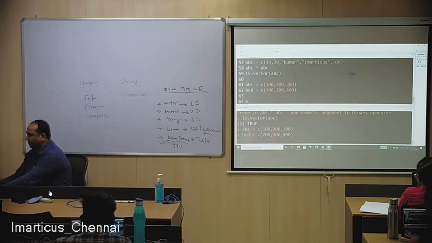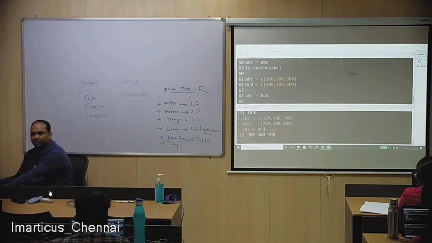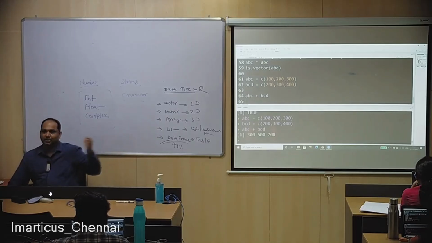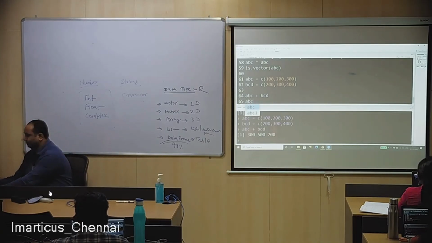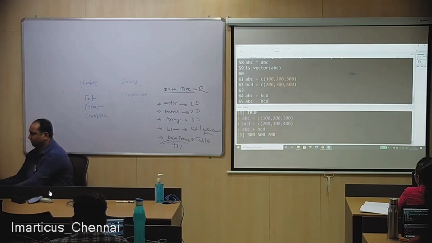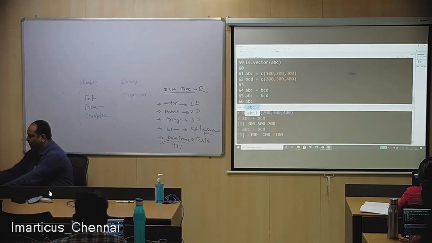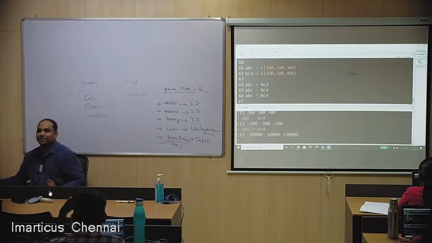I am doing ABC plus BCD. It will work. What happened? Both values, 100 plus 200, got added. This is correct, right? Now if I say ABC minus BCD, it will also work: 100 minus 200 is minus 100, right? Now if I say ABC into BCD, within a second I am getting the answer, guys.